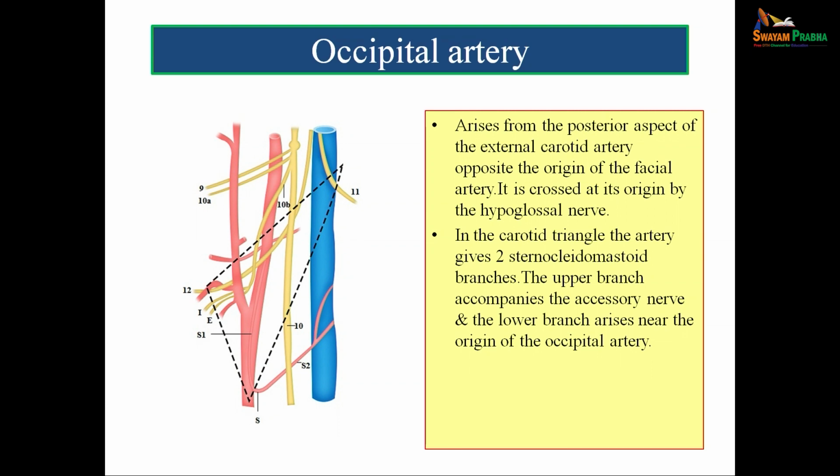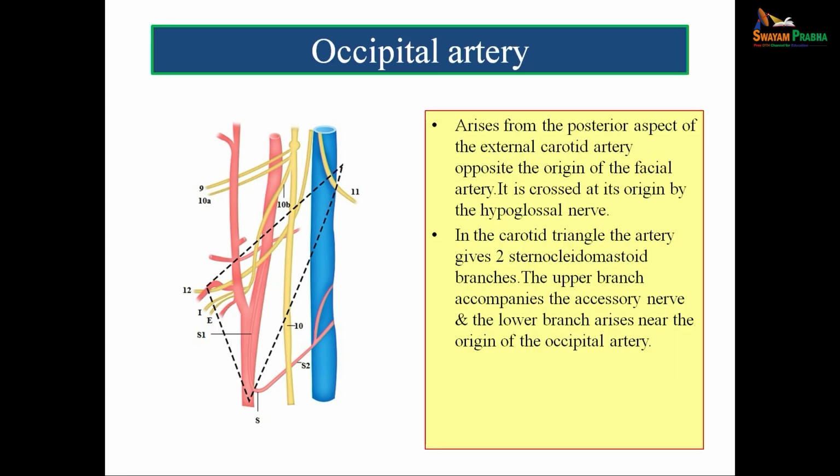Now the occipital artery arises posteriorly, opposite to the facial artery. So if the facial artery is arising on one side, the occipital artery is arising on the other side. It is crossed at its origin by the hypoglossal nerve. In the carotid triangle, the artery gives two sternocleidomastoid branches. The upper branch accompanies the accessory nerve and the lower branch arises near the origin of the occipital artery. So that was about the occipital artery.